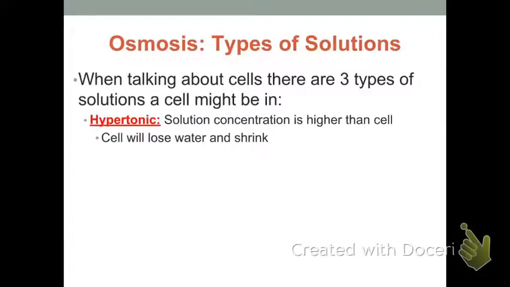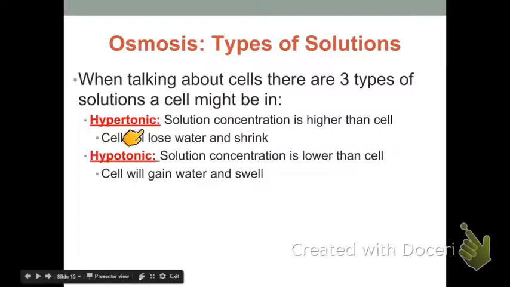When we talk about osmosis, we have three types of solutions when talking about cells. Hypertonic is the first type of solution. It means that the solution outside the cell has a higher concentration than inside the cell, so water will move out of the cell to dilute the higher concentration. Water will then move out, reach dynamic equilibrium, and the cell will shrink.